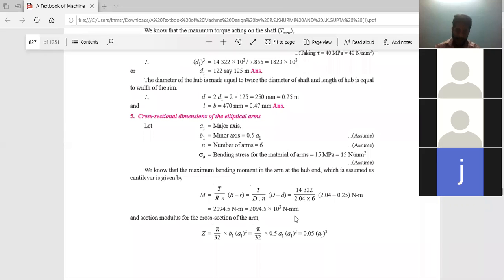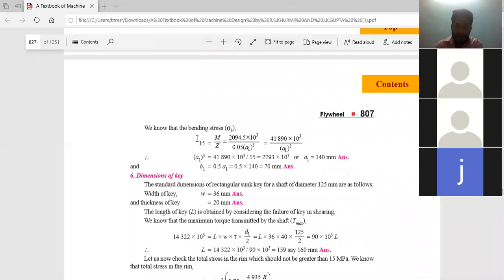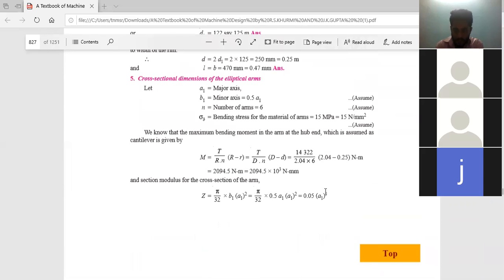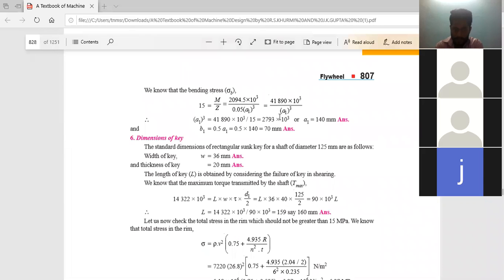Once you get the value of M, now you can calculate the section modulus. I know that for elliptical portion, section modulus is pi by 32 into B1 A1 square. I already know that B1 is 0.5 times of A1. Substitute. So pi by 32 into 0.5 times of A1 into A1 square, which is nothing but 0.05 times of A1 cube. Now I know that bending stress sigma B is M by Z. Sigma is given in the problem, that is 15. M we have already calculated. Z is this value. So from this expression, you will get the value of major and minor axis. That is major axis A1 is 150 mm. Half of this major axis is minor axis, that is 70 mm.